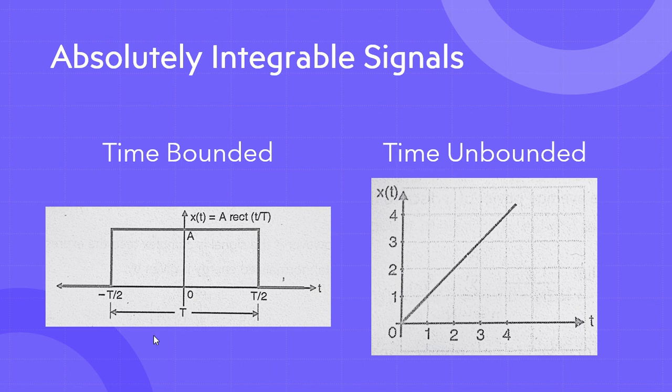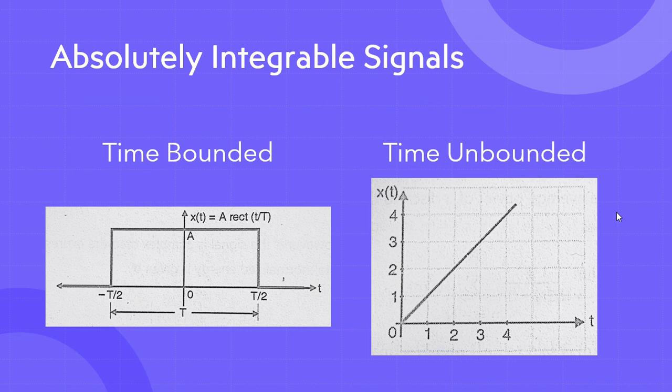But what was the case for this rectangular pulse at T equal to infinity? You can confidently say that the value of my signal will be 0. Why? Because my signal is bounded between minus T by 2 to plus T by 2, right? But you cannot say the same for the time unbounded signal. And hence this signal is not called an absolute integrable signal, or you can also call it a not absolute integrable signal.